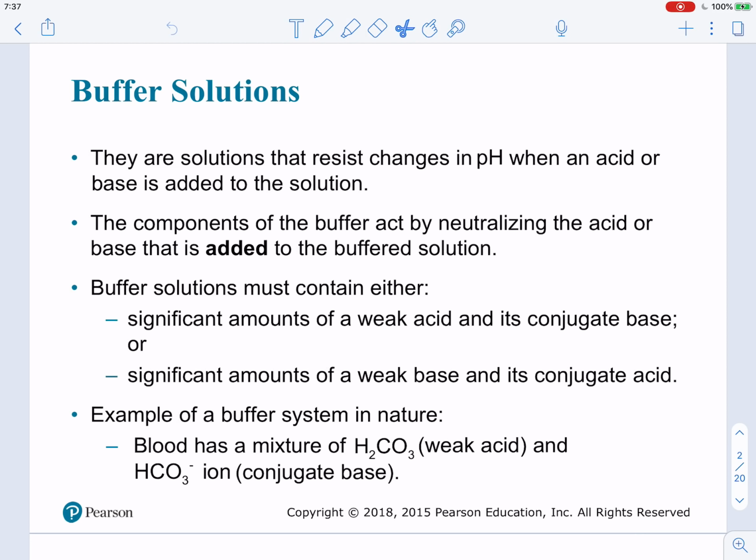Okay, so they are substances that will resist the changes in pH whenever an acid or a base is added. Well, if it doesn't change the pH, then you don't have anything to worry about. There are two main components in any buffer solution. You need significant amounts, a significant concentration. You want to resist changes in pH. The more you have of that acid or base, the more resistant to change you will be.